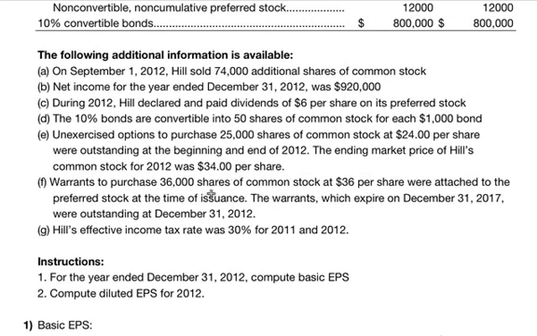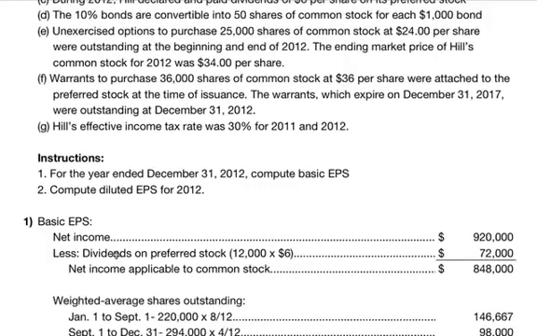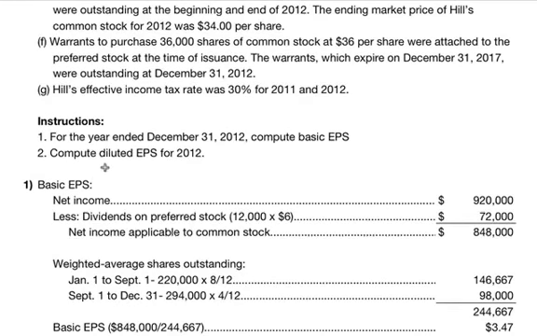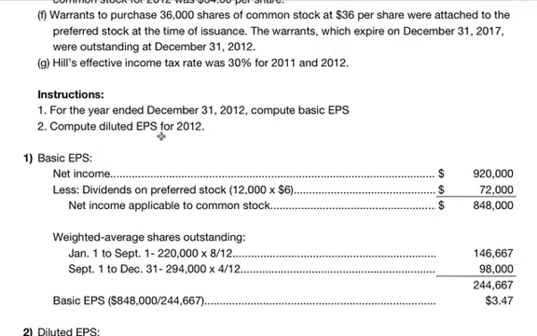Warrants to purchase 36,000 shares of common stock at $36 per share were attached to the preferred stock at the time of issuance. The warrants, which expire on December 31st, 2017, were outstanding at December 31st, 2012, and Hill's effective income tax rate was 30% for 2011 and 2012. So what the problem wants us to do is figure out basic EPS for the year ended 2012 and compute diluted EPS, or earnings per share, for 2012.